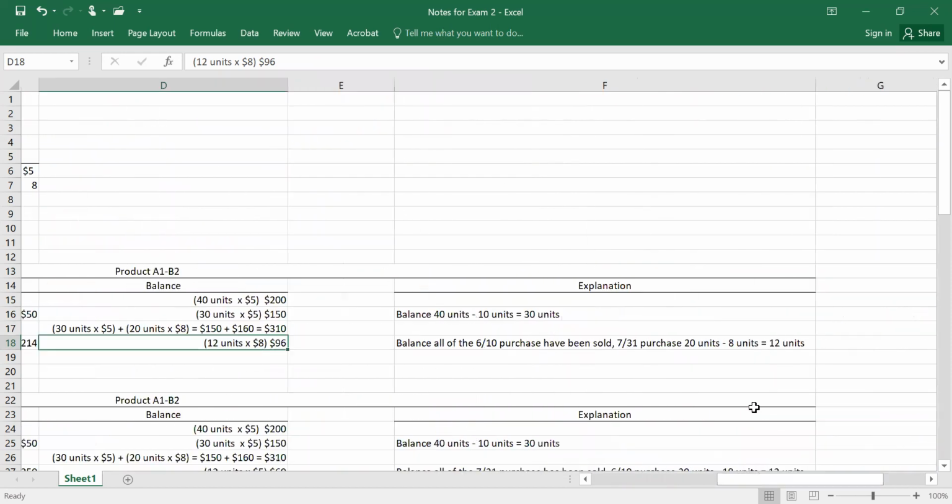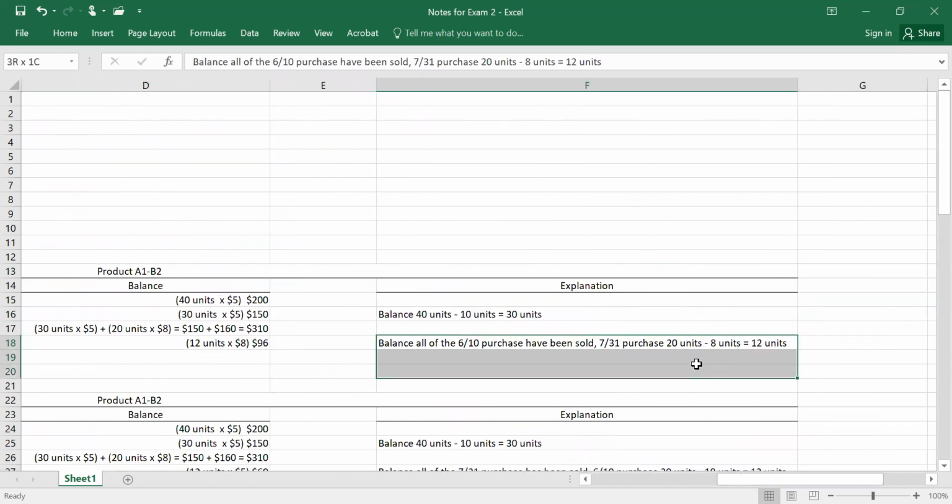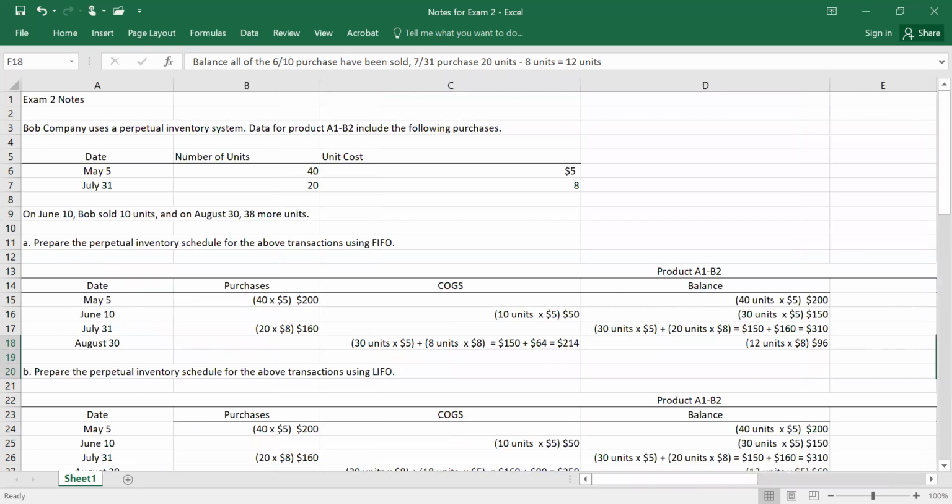And I did put a little note here to tell you what happened. So again, for the balance, all of the May 5th purchases have been sold. And for July 31st, we've sold 8 out of those 20 units, which leaves us with 12 units.